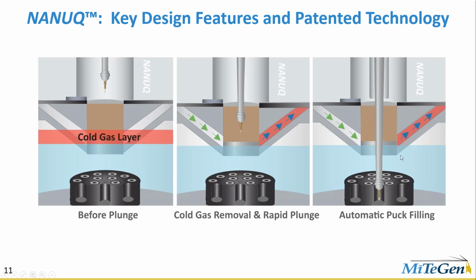The basic design of Nanuq addresses three key challenges. The first is the management of cold gas and the plunge environment as the sample is translated into liquid nitrogen. The second is the speed with which the sample is plunged into the liquid nitrogen. And the final is how the samples are stored after they've been cooled.